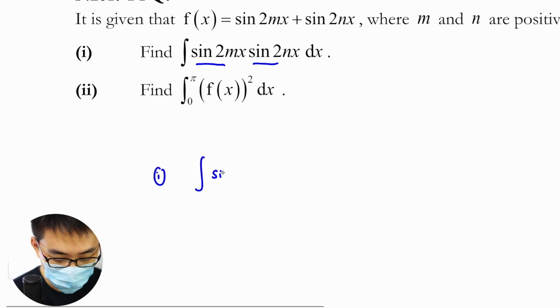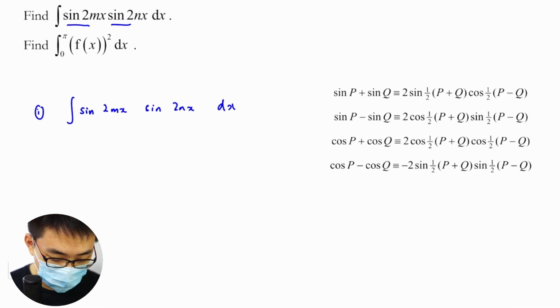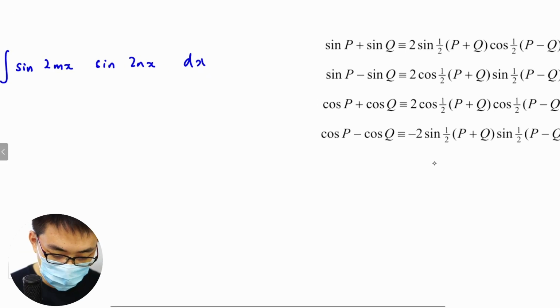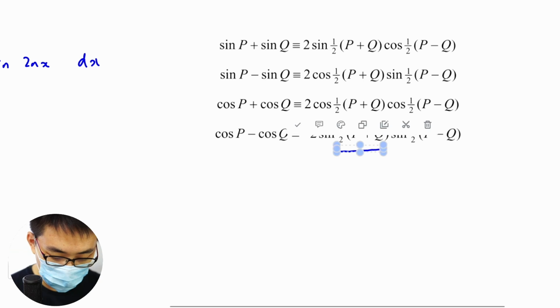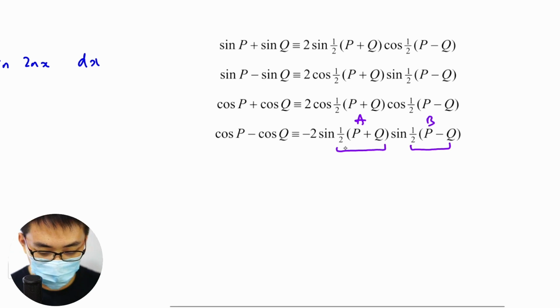So sine 2mx sine 2nx dx. Bring the formula up. So for the factor formula, like I said many times, this one here is A, this is B. If you take A, this whole thing here, A plus B will give you P, because half P plus half P. Then A minus B will give you Q.